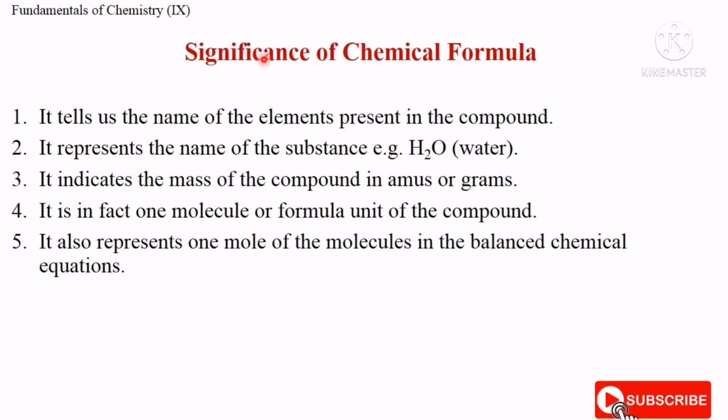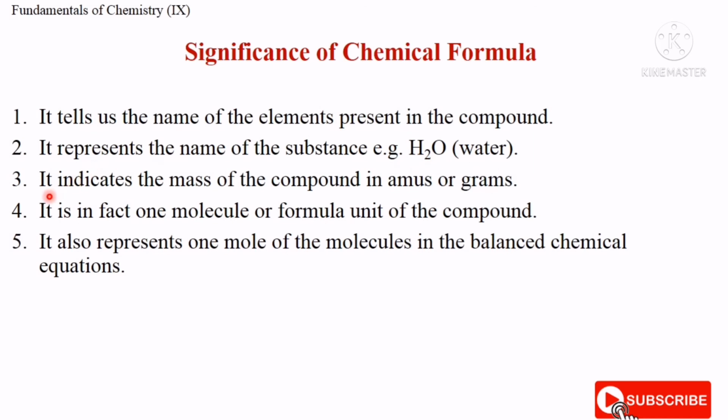And now the importance or significance of chemical formula. There are 5 significances of chemical formulas. Number first, it tells us the names of the elements present in the compound. For example, water. The chemical formula tells us about the elements of the water, that is hydrogen and oxygen, and it also represents the name of the substance. For example, we know the formula of water is H2O.